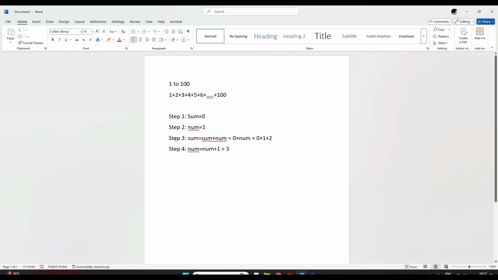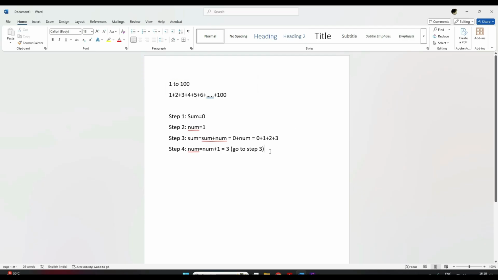Now I will again go up to step 3. Okay, I'll go back to step 3 again. Now again sum is equal to sum plus num, correct? Now what is sum? Sum was this, right? Now here I will add num again. So this will become, now num was my 3, right? So this will become 0 plus 1 plus 2 plus 3. See, till here we have calculated. Clear?